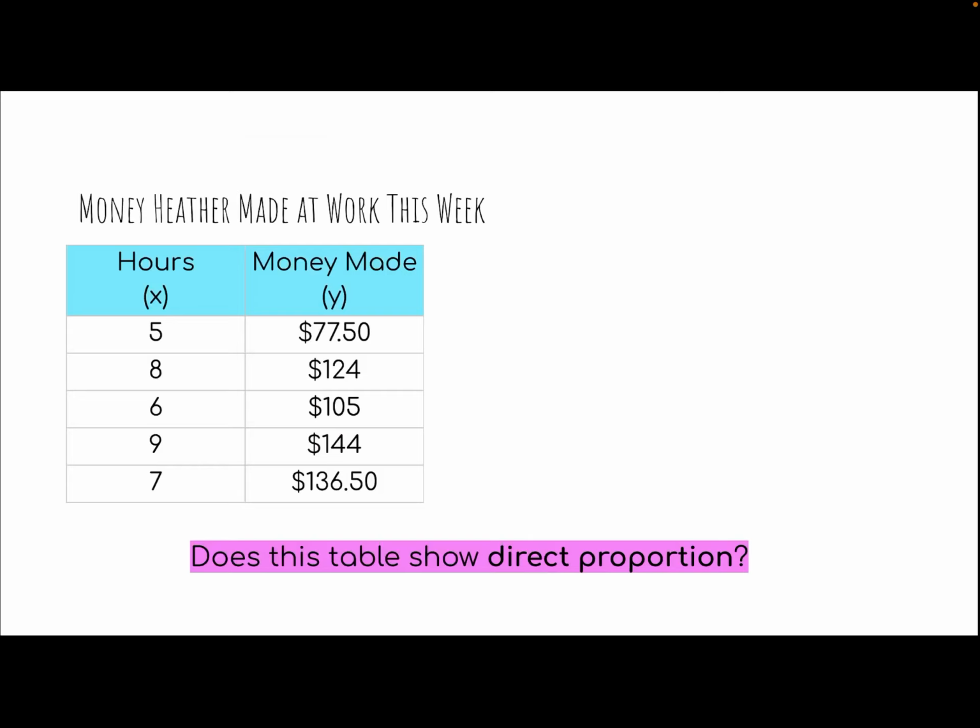Let's try this one. I want you to pause the video and calculate if the table shows a direct proportion. The table is about money that Heather made at work this week. X is the number of hours she works, and money made is y. Find the y over x and see if it's a constant amount. Pause the video and continue when you're done with your calculations.